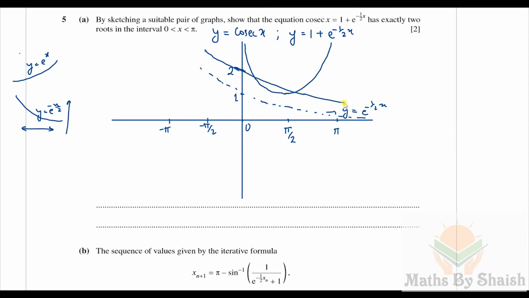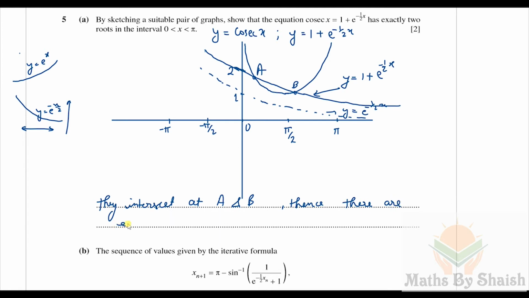So this is the graph of y is equal to 1 plus e raised to the power minus 1 by 2x, and we can see it intersects at 2 points. We can write, since the graph intersects at a and b, hence there are exactly two roots in 0 to pi. So this is how we'll do this. I hope it is clear.